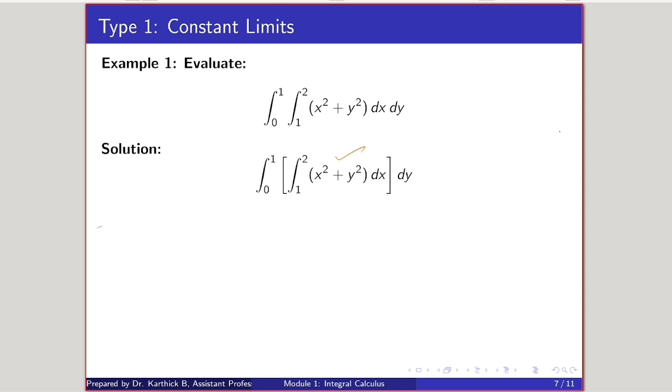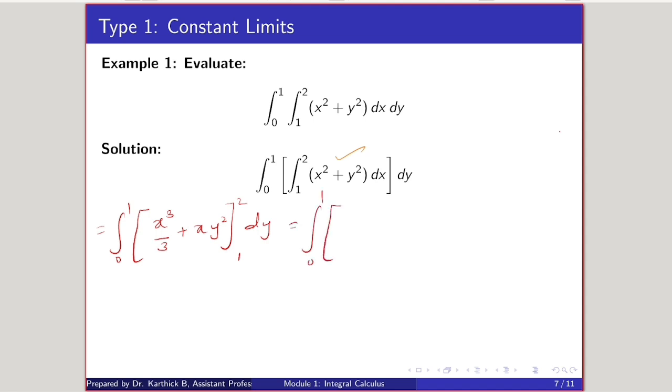Simply, I take the limits 0 to 1, and if I integrate this with respect to x, it will be x cube by 3, then x y square, because with respect to x, y remains a constant. Then I take the limits 1 to 2, then the remaining y will be there, and here 0 to 1.